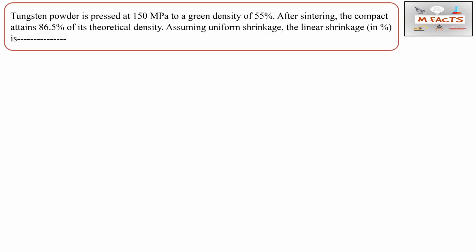So in this video we will try to solve one numerical problem related to linear shrinkage, which is basically from the powder metallurgy part. In this question they will give the sintered density, green density, compact density, apparent density, and they will ask for one of the values, like linear shrinkage or apparent density or densification.